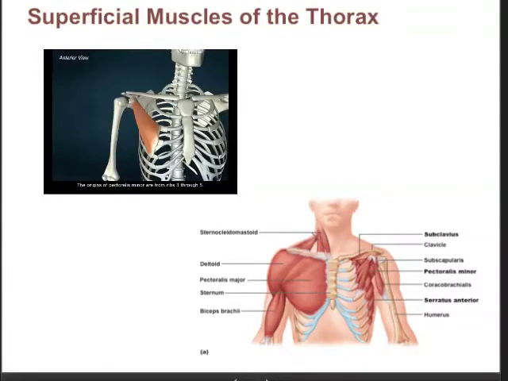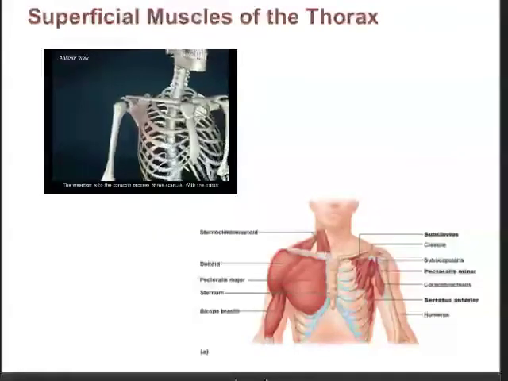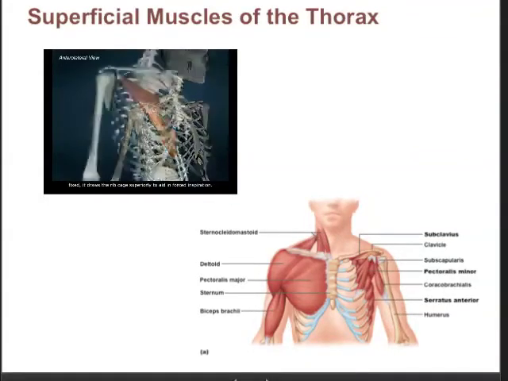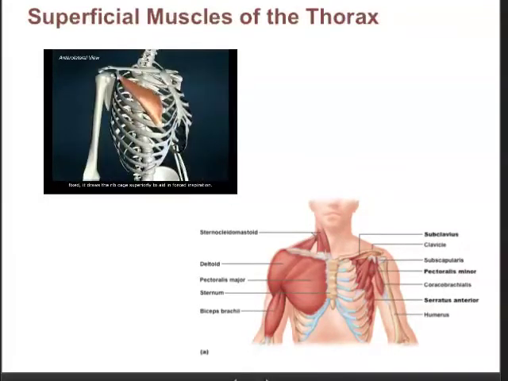The origins of pectoralis minor are from ribs 3 through 5. The insertion is to the coracoid process of the scapula. With the origin fixed, pectoralis minor tilts the scapula anteriorly. With the insertion fixed, it draws the rib cage superiorly to aid in forced inspiration. It is innervated by the pectoral nerves.